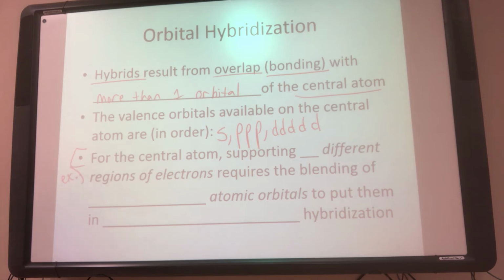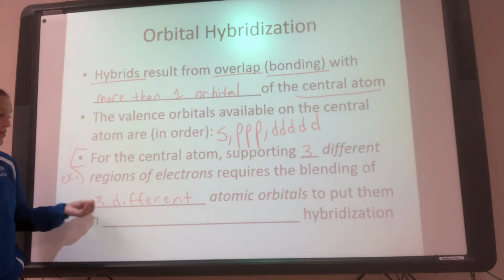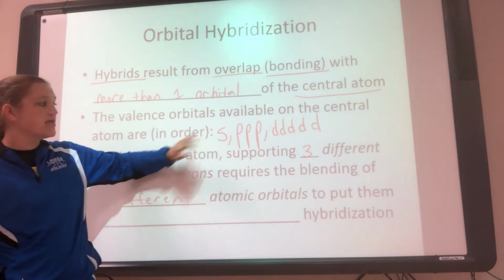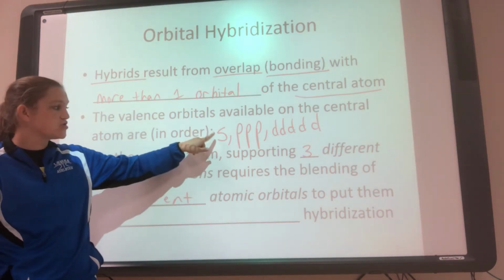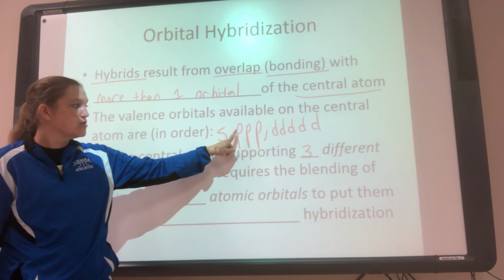So how is it all going to come together? So say, for example, my central atom has 3 different electron groups. So it has 3 different regions of electrons, 3 different electron groups. So that means that I have to take 3 different atomic orbitals and now hybridize them. I have to mix them and make a hybrid. So if I have 3 different atomic orbitals, I have to think about what are those 3 orbitals going to be. So I start with the beginning. I need 3. So if I start here, this would be 1, 2, and 3.